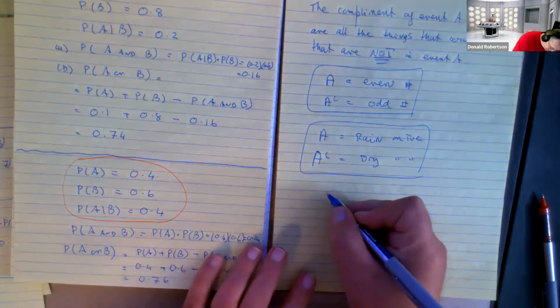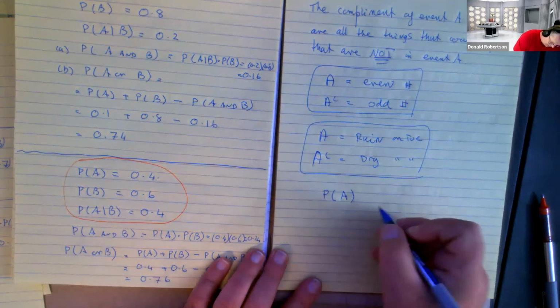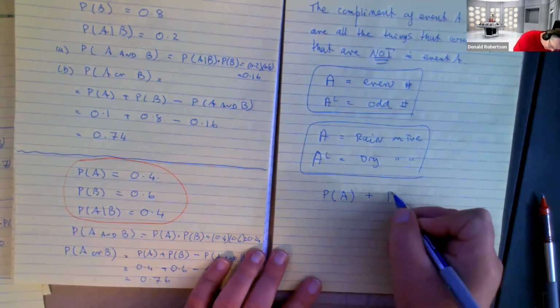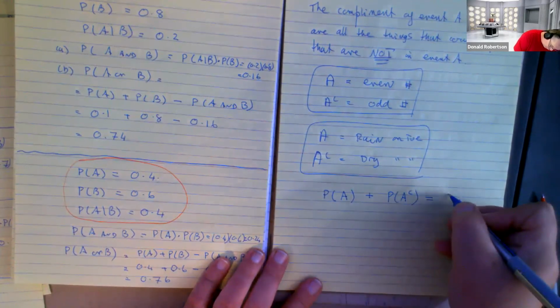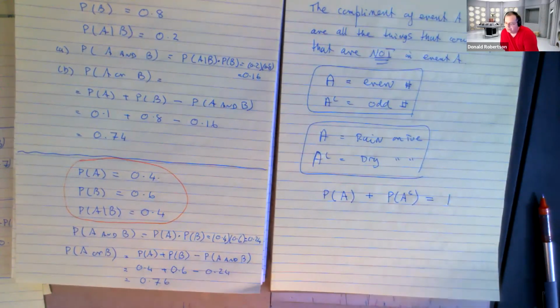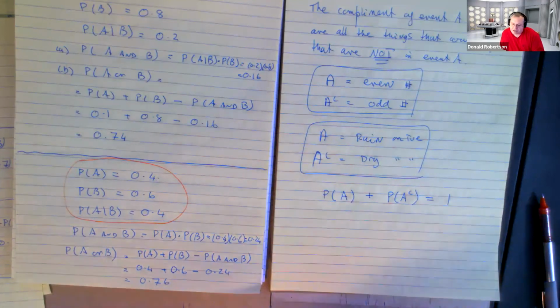Now, if you take the probability of any event A and you add the probability of its complement, the answer is always 1. Because in the big scheme of things, it either happens or it doesn't happen, right? So together, isn't that everything that could happen? Right? It's either odd or it's even. It's either rains or it doesn't rain. But you can add them together, it's going to work.